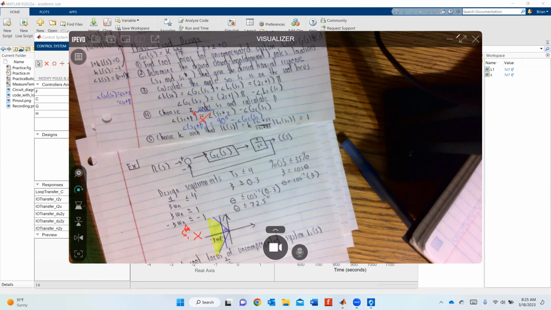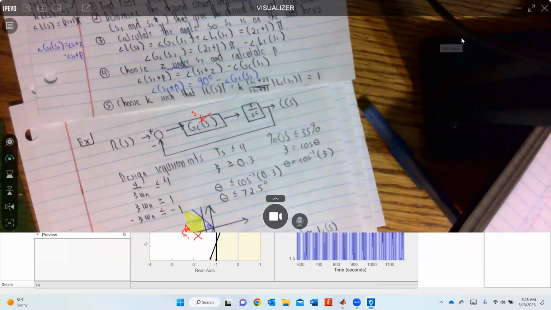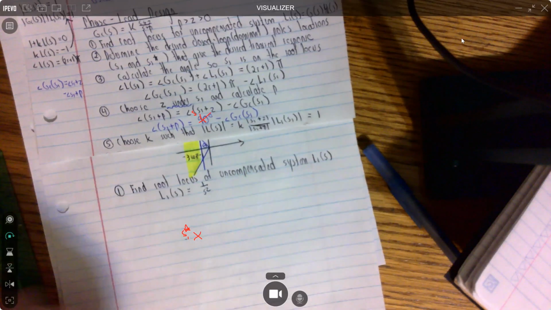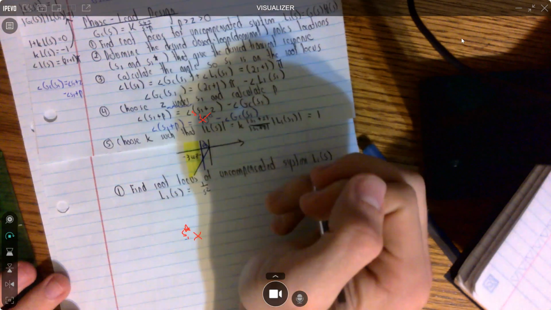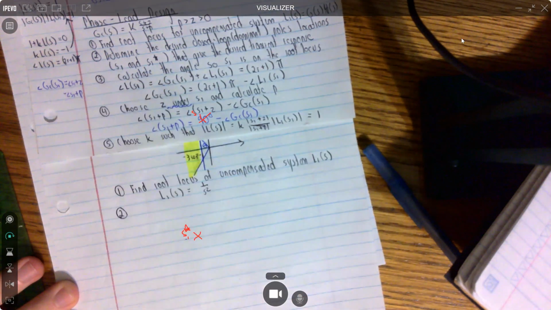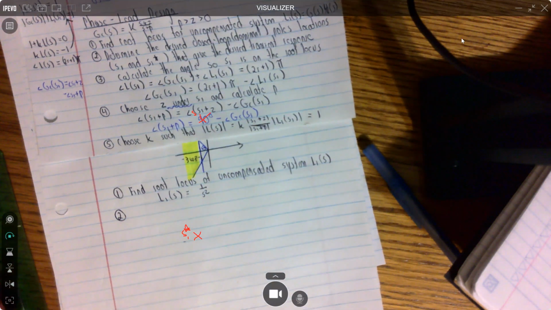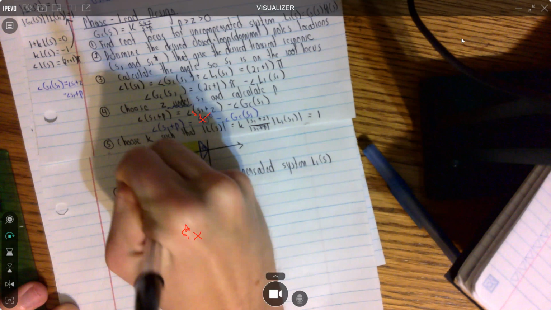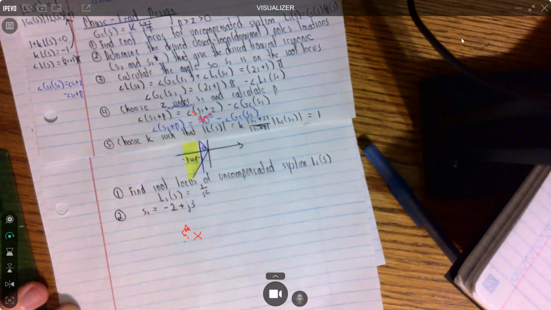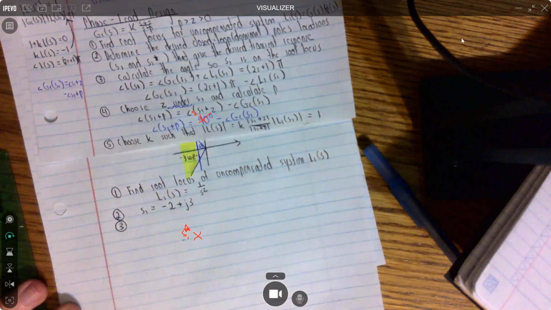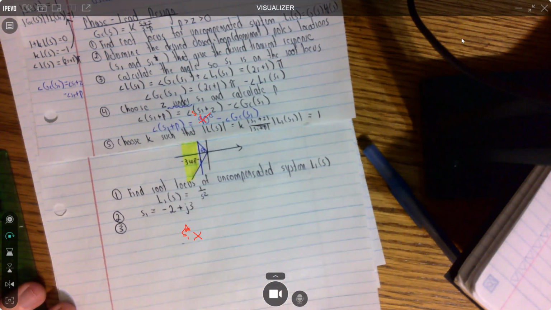And so here, what we have to do now is we chose our dominant roots. So that was step 2, is basically we need to determine the pole locations that give the desired transient response. And so in order to give the transient response, we chose S1 to equal -2 plus J3. And so now that we have that, number 3 basically is we're going to calculate the angle so S1 is on the root locus. And so we have to make that point now on our root locus here.